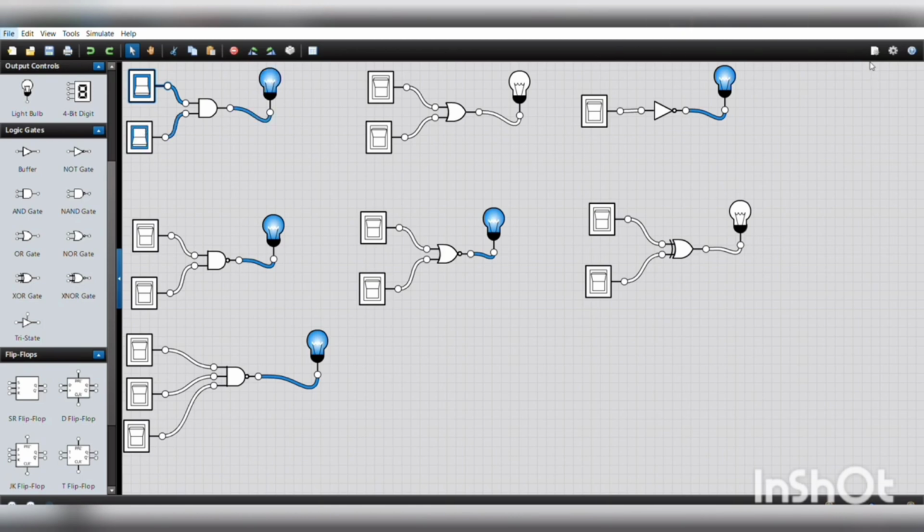In the same way, let us verify the outputs for the OR gate. As we know the truth table, when both the inputs are 0, the output is also 0. When I give the input as 0 and 1, the output becomes 1. When I give the input as 1 and 0, the output is still 1. And when I give the input as 1 and 1, the output is also 1.